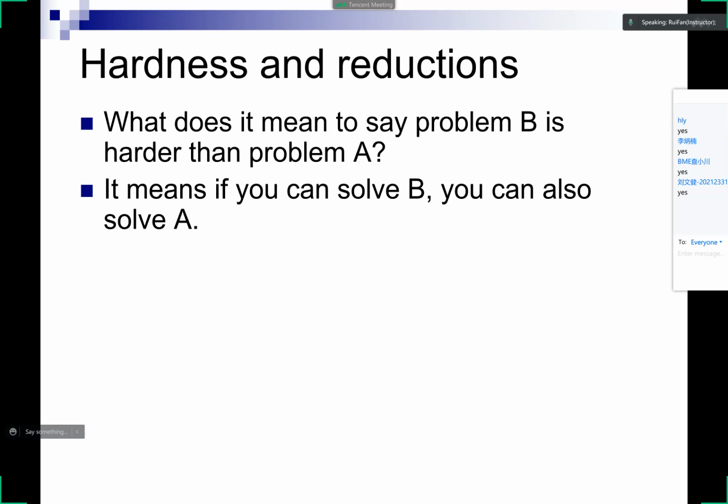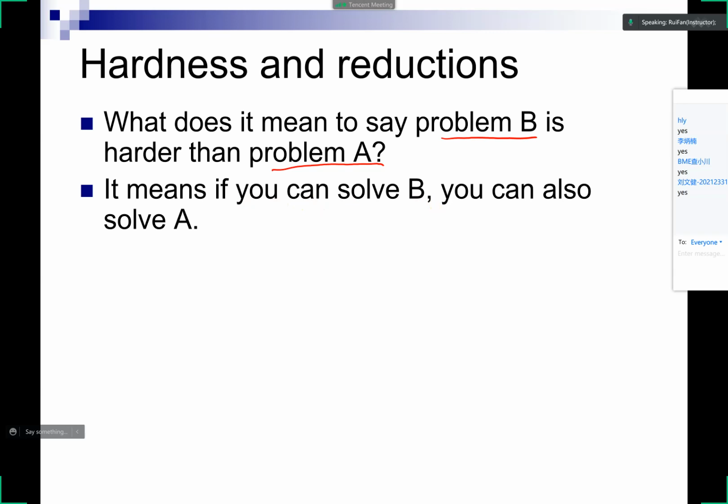So for example, if I say that problem B is harder than problem A, what do I mean by that? Well, it turns out that you can define this to mean that if you can solve problem B, then you can also solve problem A.